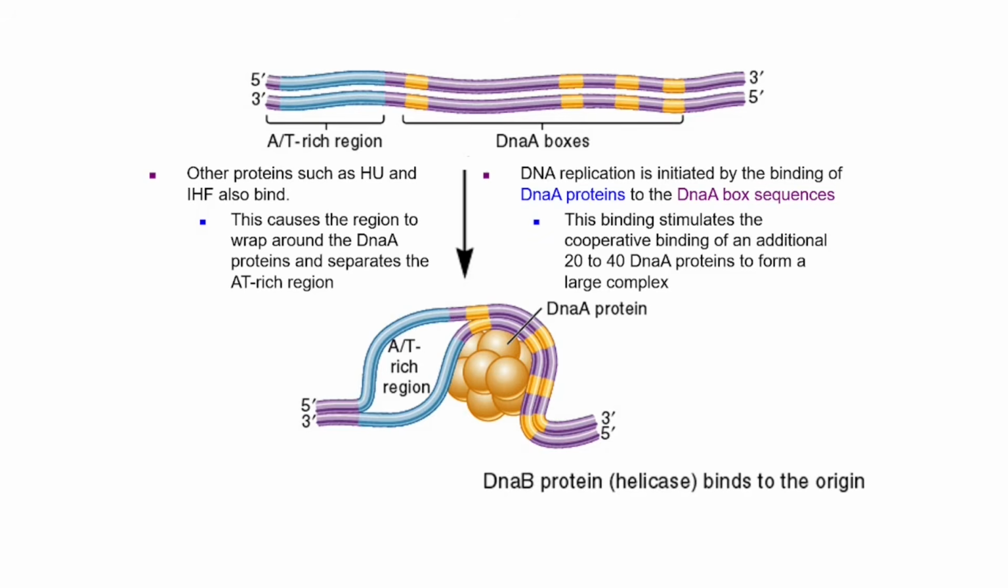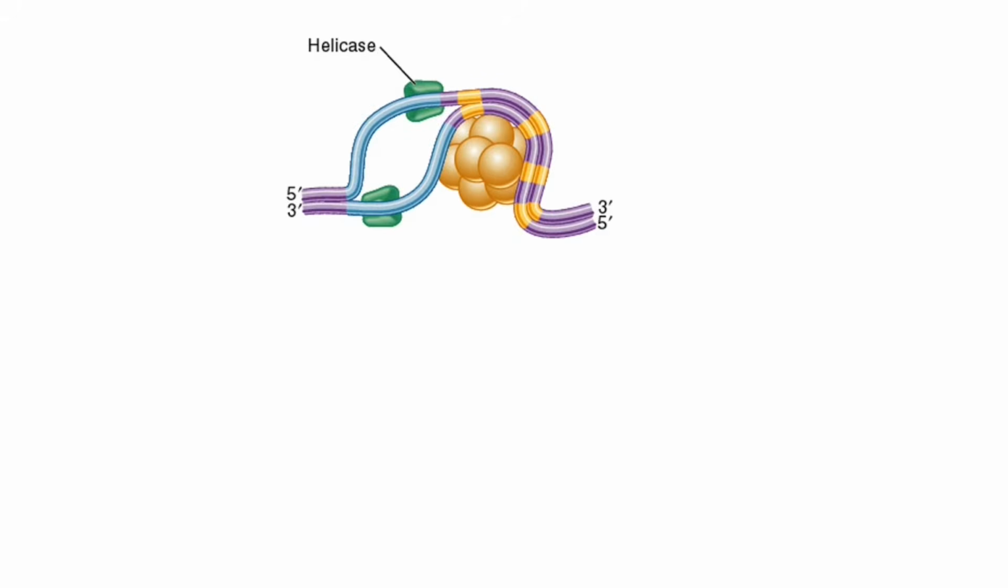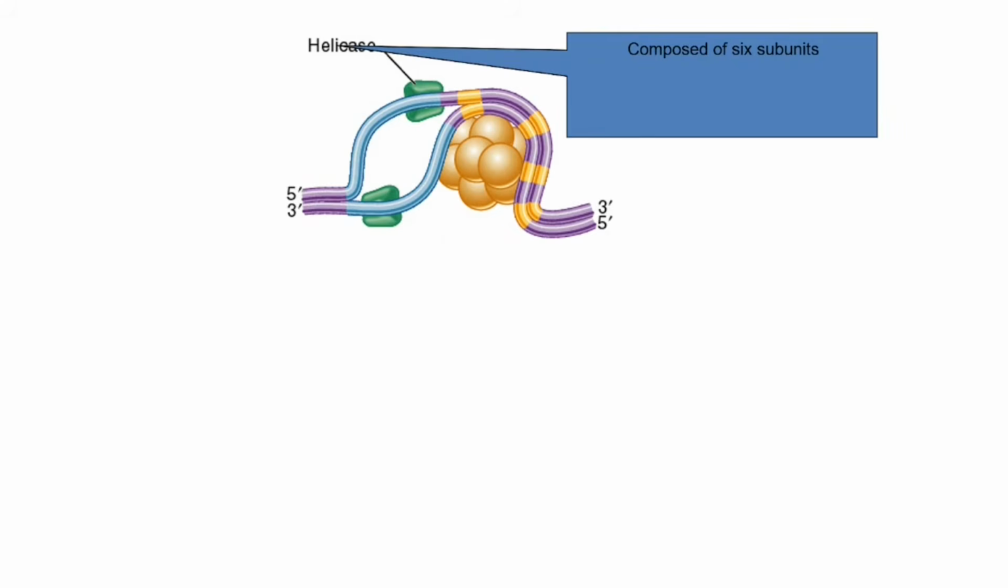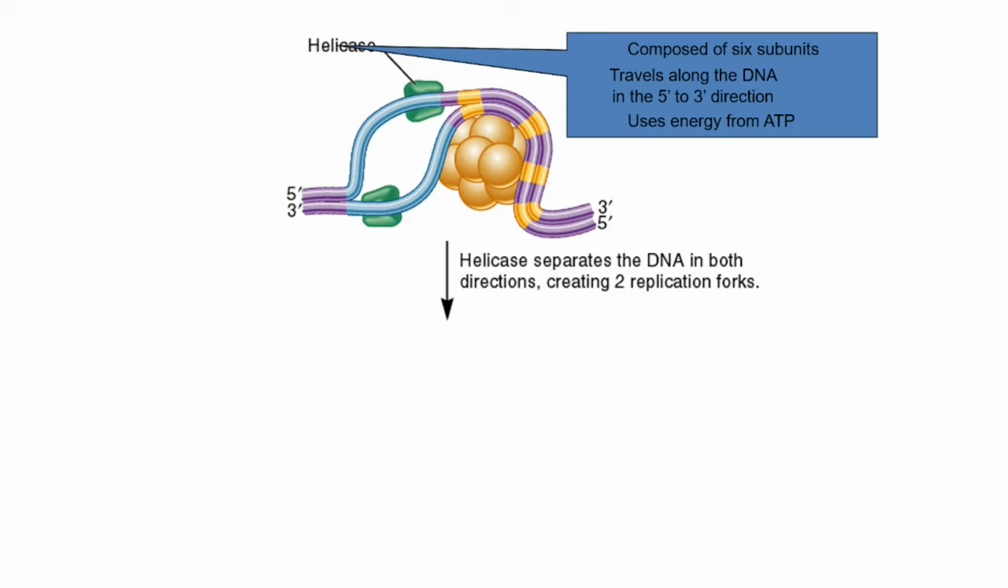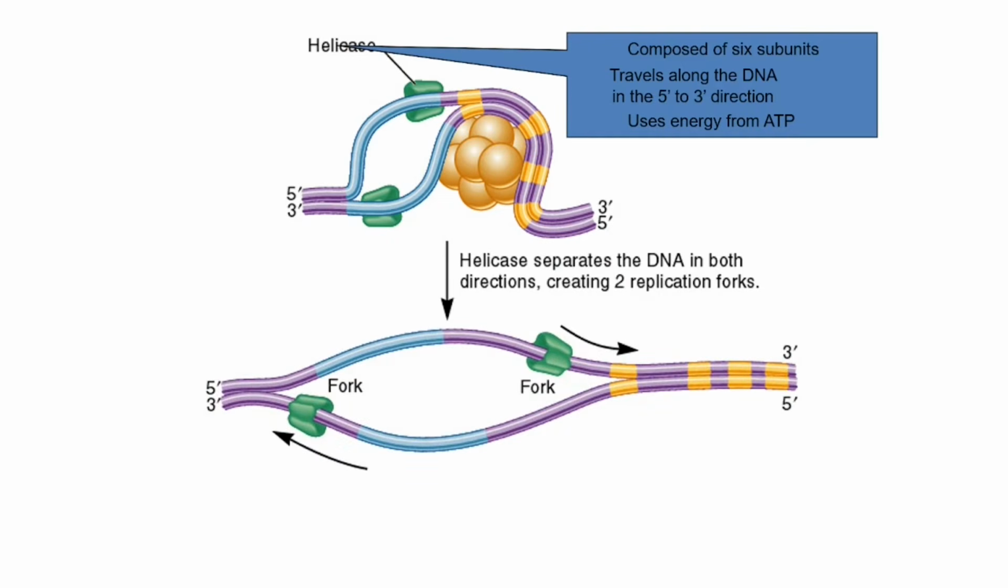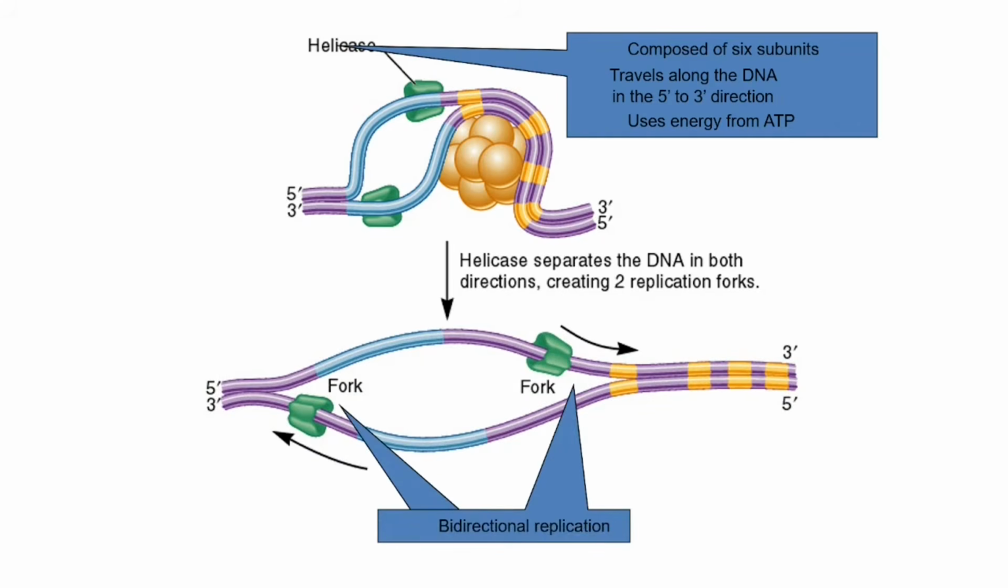Once the DNA strands are locally separated at oriC, the DnaC protein, that is the helicase loader, brings the DnaB helicase, a hexameric ring-shaped enzyme, to the origin, but in this process, DnaC is released. The helicase is composed of 6 subunits. It travels along the DNA in the 5' to 3' direction and uses the energy from ATP hydrolysis. The helicase separates the DNA in both directions, creating 2 replication forks, paving the way for bidirectional replication.